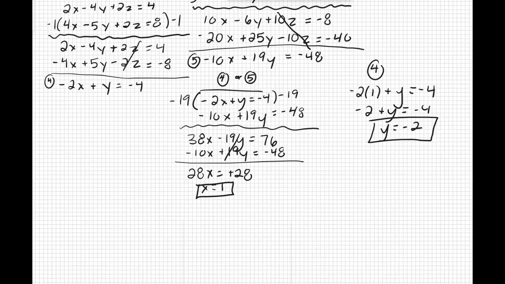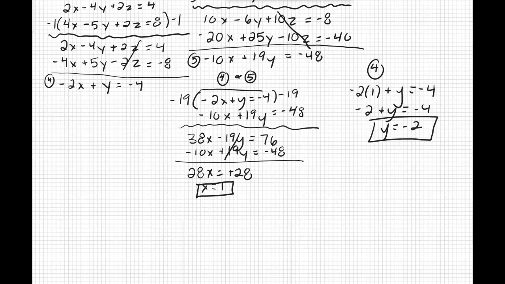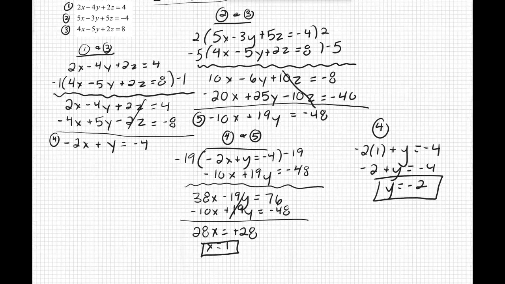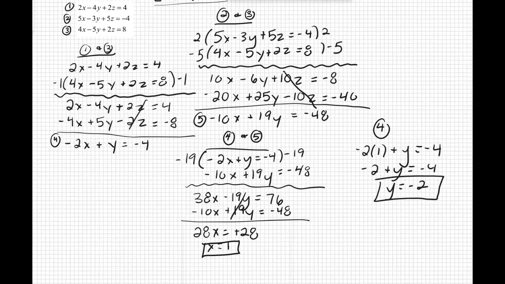And then I'm going to take both x and y and plug into one of my original equations. Doesn't matter which one, just back into one of the originals. I might pick equation number 1. So we have 2 times our x value of 1 minus 4 times our y value of negative 2 plus 2 times z equals 4. Now I can solve for z.